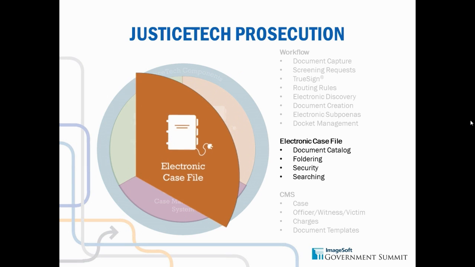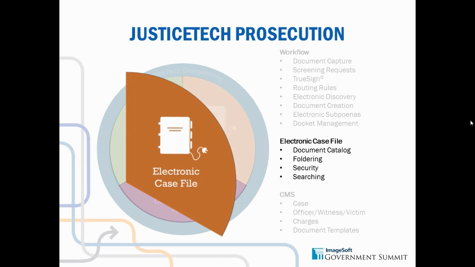For the electronic case file, this is really the core part of the solution, where you're modeling every single document that comes into the office in our document catalog. Everything has a home within the catalog: all the foldering, the security, the way that you search the documents, and the different groups. If you have a probation type department that wants to look in a window of your electronic case file, it's all modeled within this solution. So it's process, content, and then the case management system.